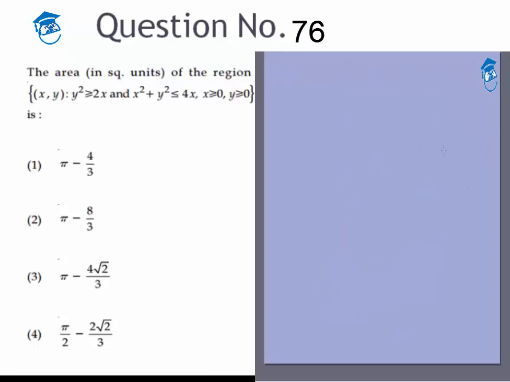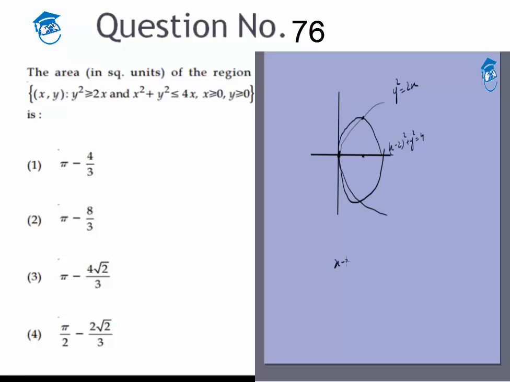So let's try to do that. I'll just try to draw this figure a little bit neatly one more time. And the other is something like this. That's as good as it will get. So this is y squared is equal to 2x. This is (x minus 2) whole squared plus y squared is equal to 4. We need the intersection of these 2 points, right?